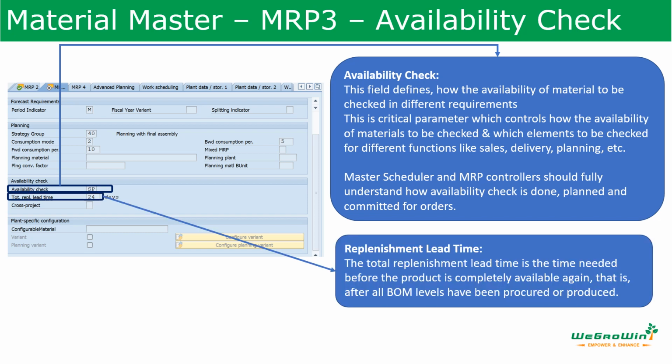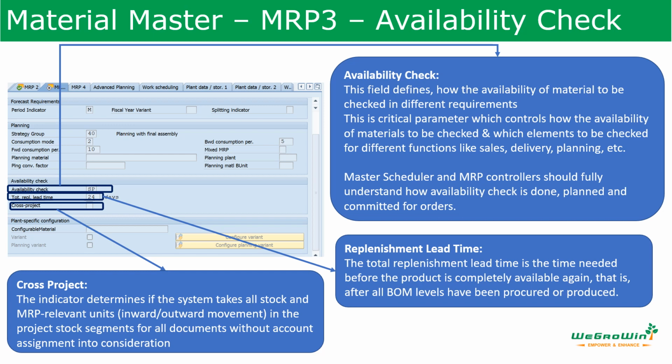And then total replenishment lead time is the time required before the product is completely available, right? That is, all the BOM level materials are procured or produced and made available. Cross project is the indicator that determines if we have a stock of material assigned to the project stock, whether it can be included in the availability check or not. If this indicator is set, then we can use the materials which are allocated to other stocks also. So now let us go through the details about availability check and replenishment lead time.